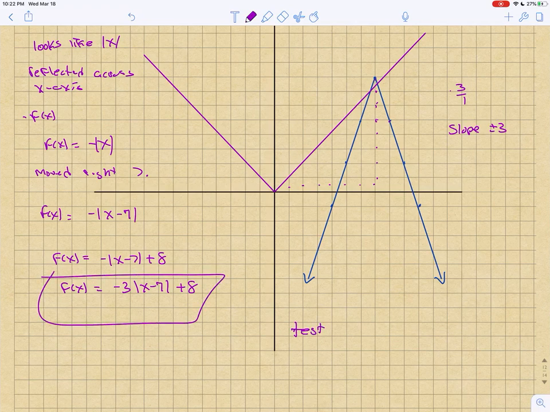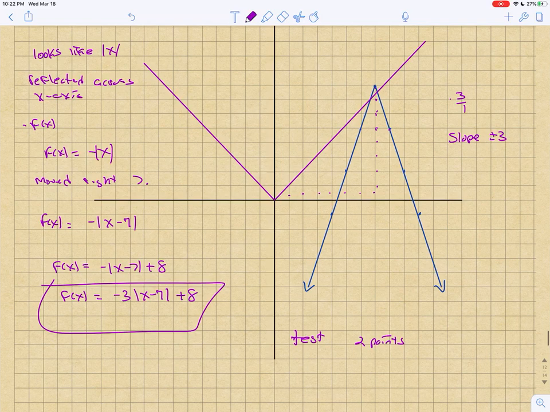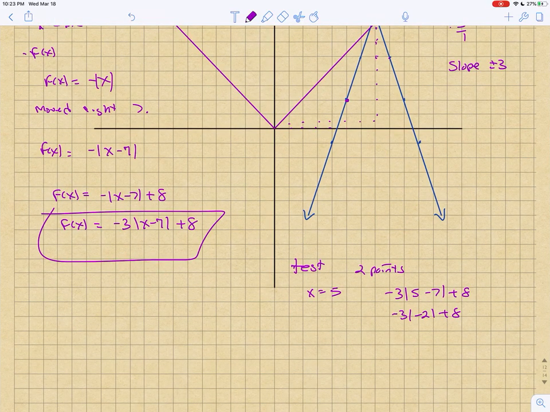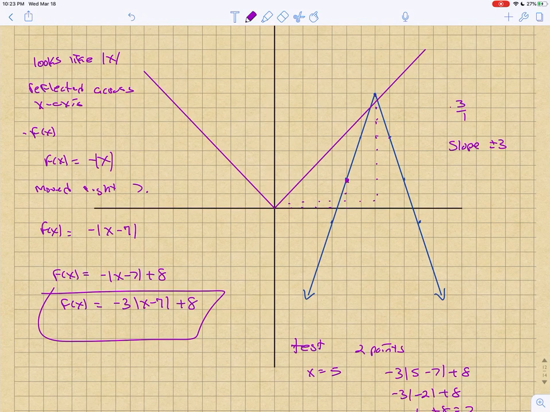I could test points. Let's test 2 points to make sure we're right. Let's see what happens at this point here. So it's 1, 2, 3, 4, 5. X is 5. So I get negative 3, 5 minus 7 plus 8. Negative 3 times negative 2 is negative 6, plus 8, or 2. 1, 2. Yep, that's the right point.